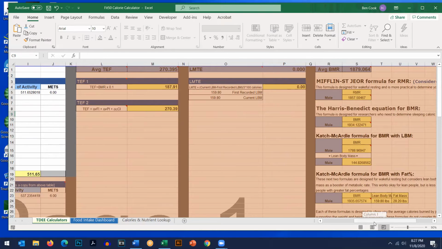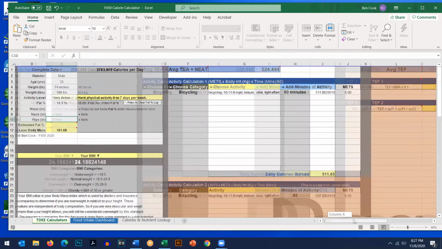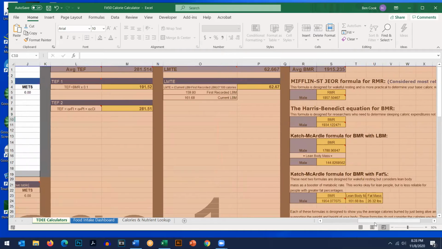Now, when we come over here and we change it, say I drop down to 14% body fat, I've lost body fat, and I've got an improvement. It's taken the 15 and now the 14, and we're getting a separation and improvement in lean body mass. We went from 159.8 pounds of lean body mass to now we're at 161 pounds of lean body mass. The reason why the weight goes up is we've gotten more muscular. Our body fat's come down, but our muscle weight has gone up, and that's an improvement.